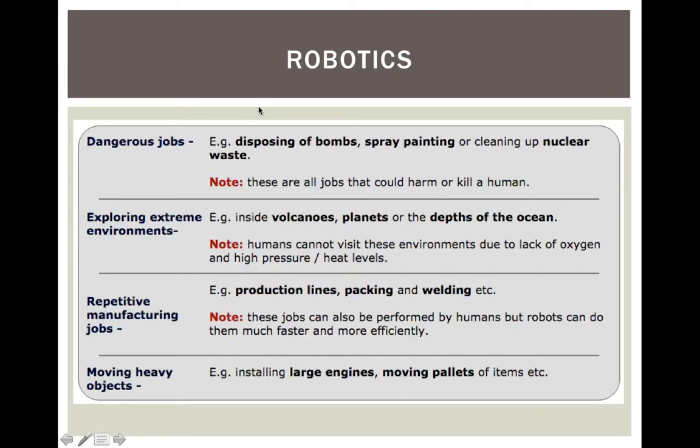Robotics. So robotics are used for dangerous jobs where people could be damaged, harmed, or killed. Like disposing of bombs, like using toxic spray paints, or any kind of painting or use of chemicals that could be considered damaging. Cleaning up nuclear waste, fairly extreme examples, but all of which previous to robotics would have had to have been completed by people.